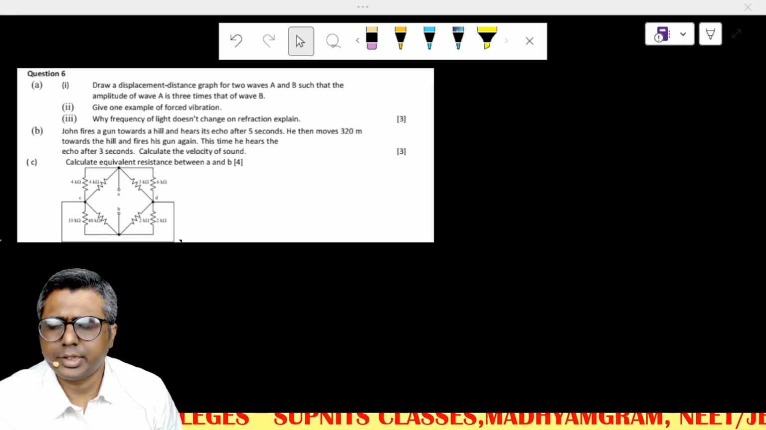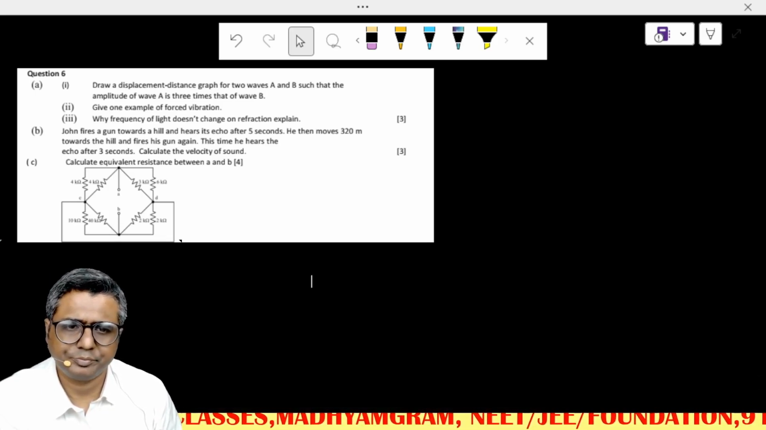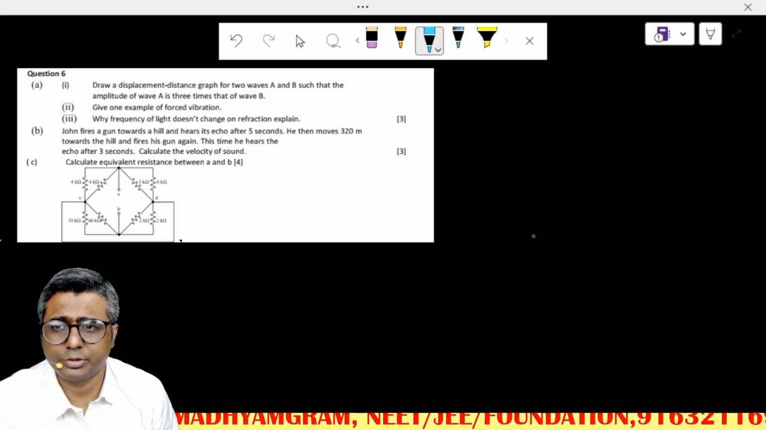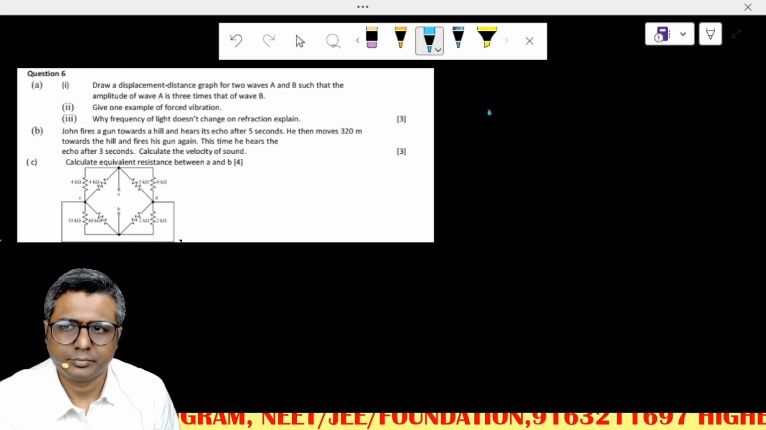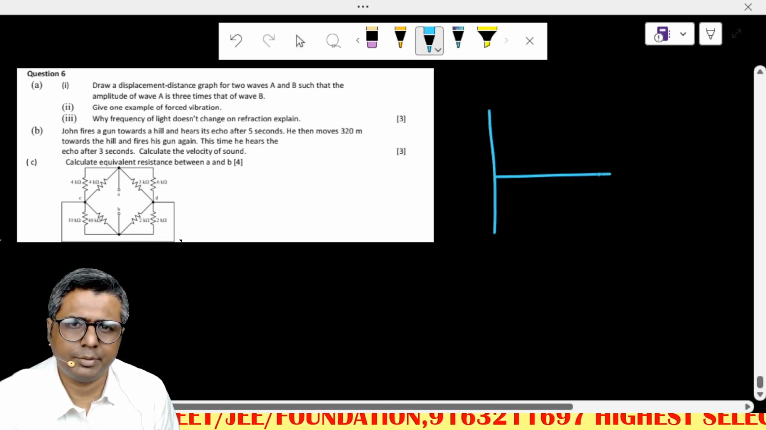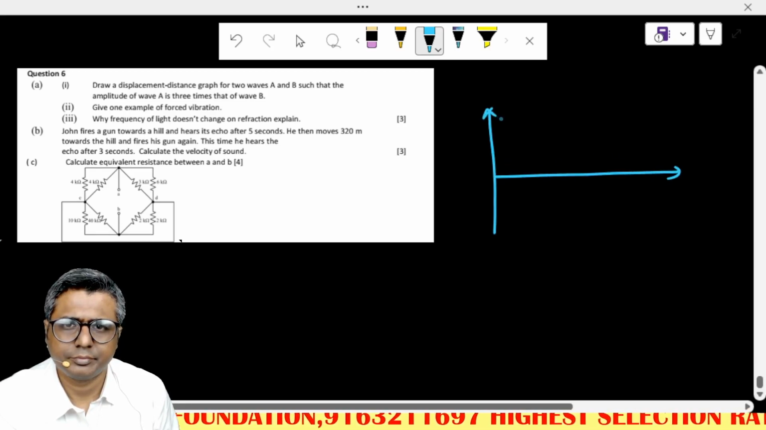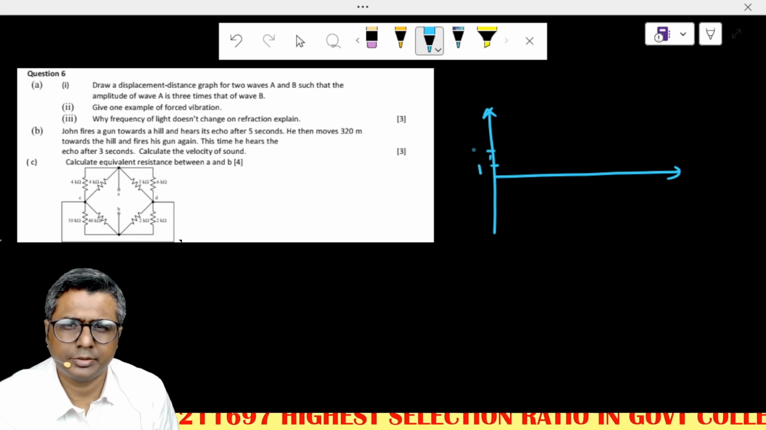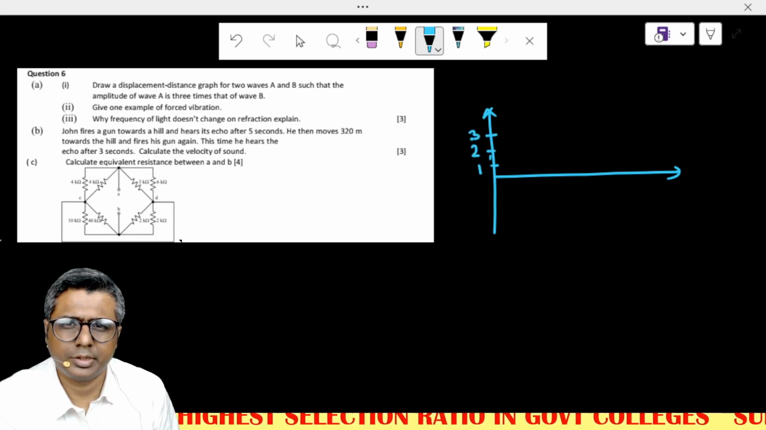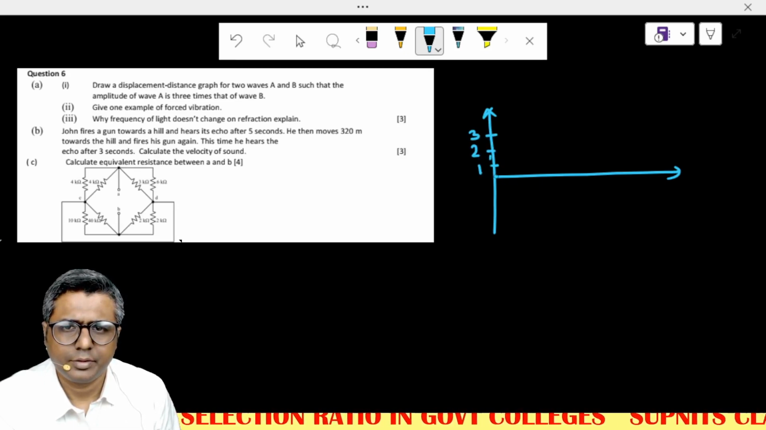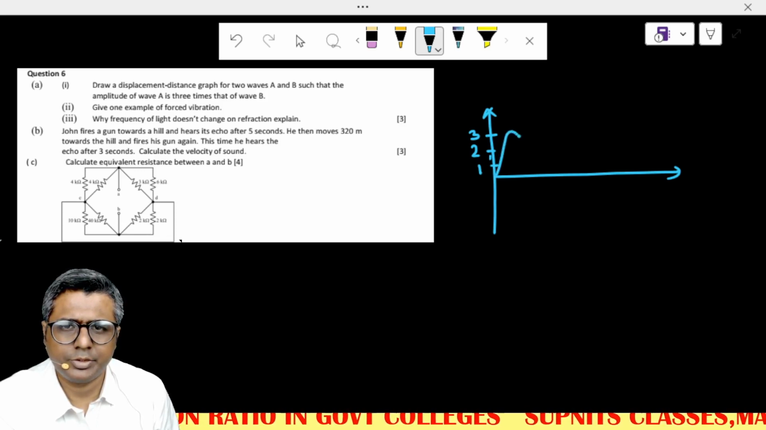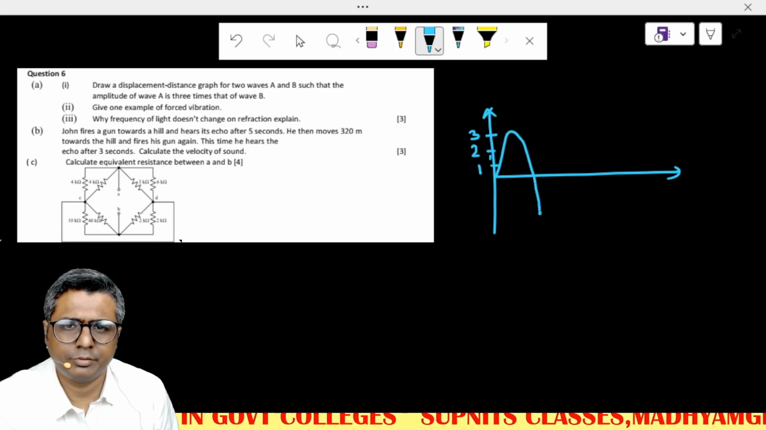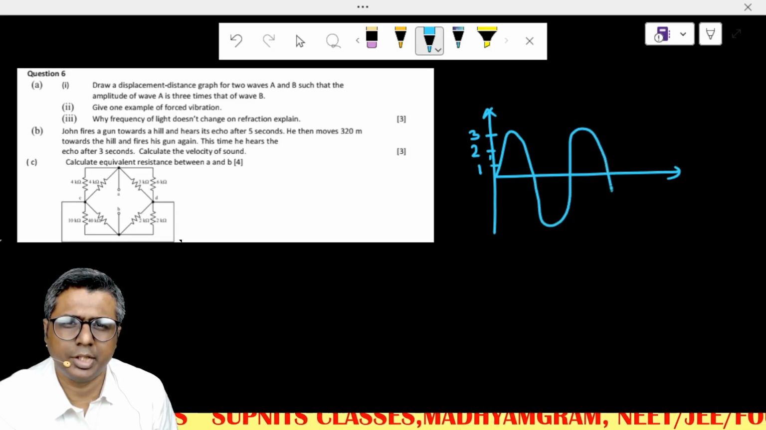A and B, such that the amplitude of wave A is 3 times that of wave B. Very important, easy question I think. They have not said anything about the frequency. So here suppose it is 1, here it is 2, here it is 3. One wave has an amplitude of 3, so I'll go for 3. Please draw this in a proper fashion, make a good graph.